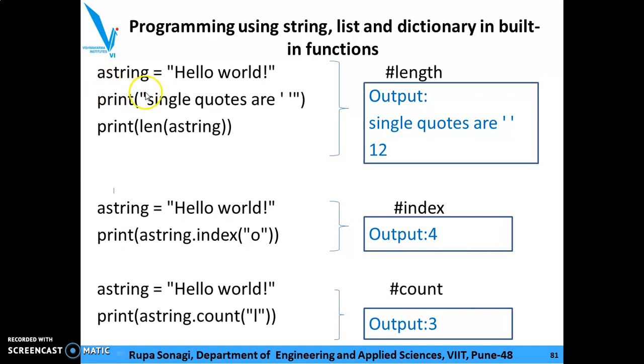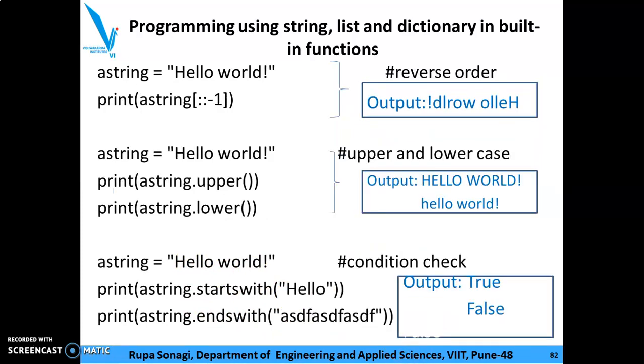For example, I have a string variable called string, and the string is "hello world". Suppose I want to find out simply the length of it. I can write print(len(string)), the inbuilt function, with the string whose length I want to calculate. So the answer is 12. Like that, you can find the index of o, that is 4. You can count how many times the l appears in the given string. It is 3. Like that, we have some examples related to the inbuilt functions for the string, list and dictionary.